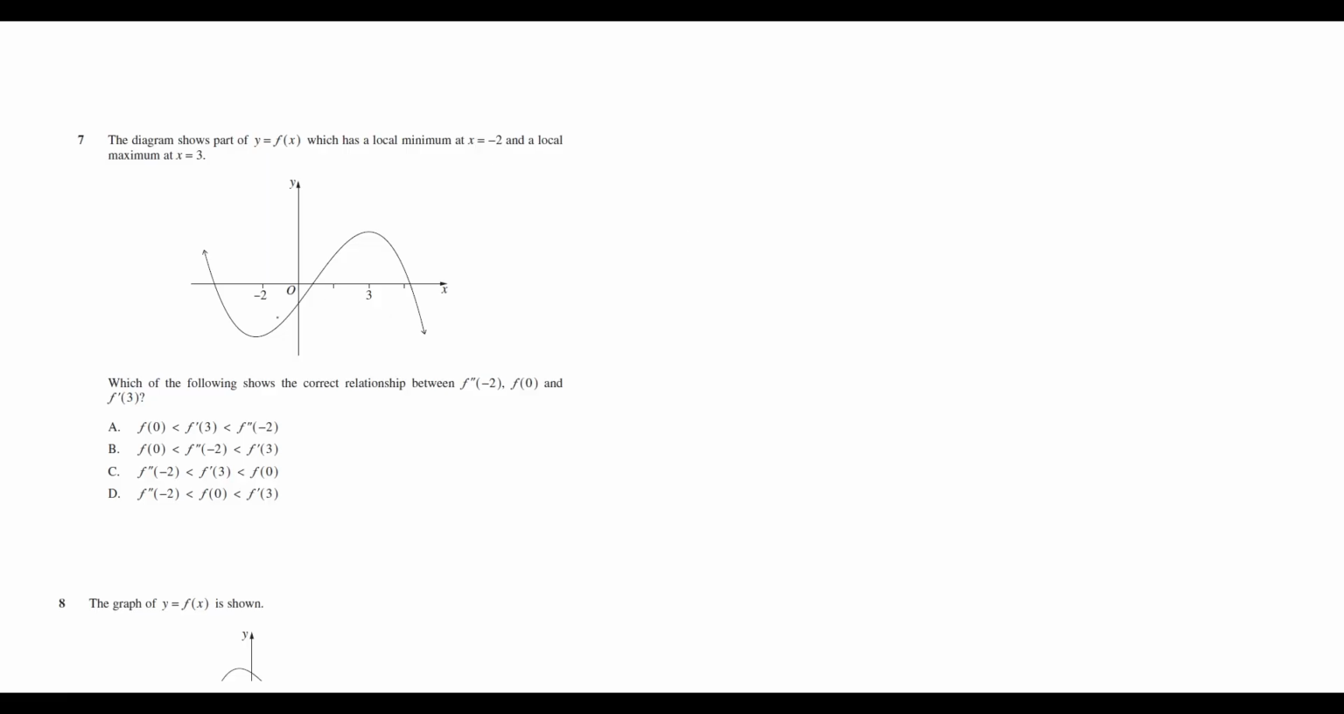If we have a minimum at -2, then that means that this value, f double prime of -2, must be greater than 0. Okay, so that's our first fact. The second derivative at a minimum will always be greater than 0. Let's keep going. Now f of 0, this one's actually pretty straightforward to see. We just need to look at this point here. So f of 0 is clearly going to be less than 0. Okay, and now let's look at f prime of 3. The gradient at this point is going to be horizontal, so it's clearly just going to be equal to 0.